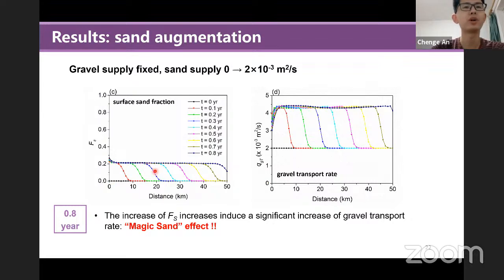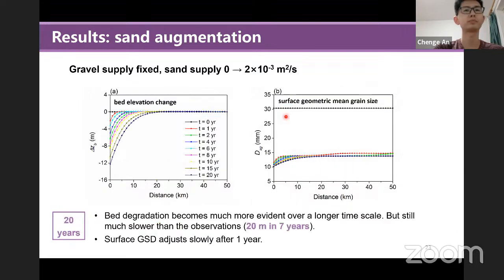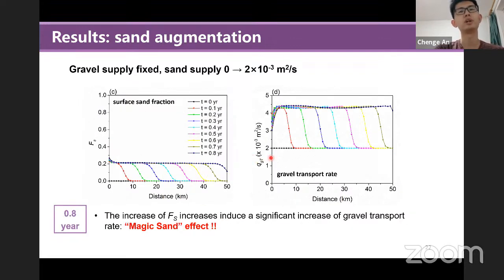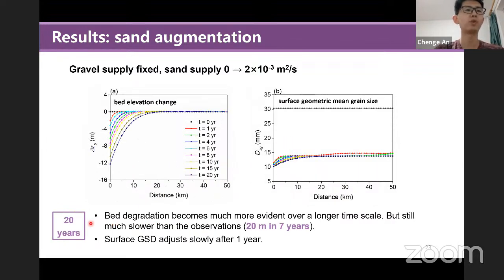And with this increase of the sand content on the bed surface, the gravel transport rate increased significantly, by more than 100%, even though the gravel supply rate is fixed. And this is the result of the magic sand effect. Because of the increase in both the gravel transport rate and the sand transport rate, in a longer time of 20 years, we see more significant bed degradation from the upstream to downstream.